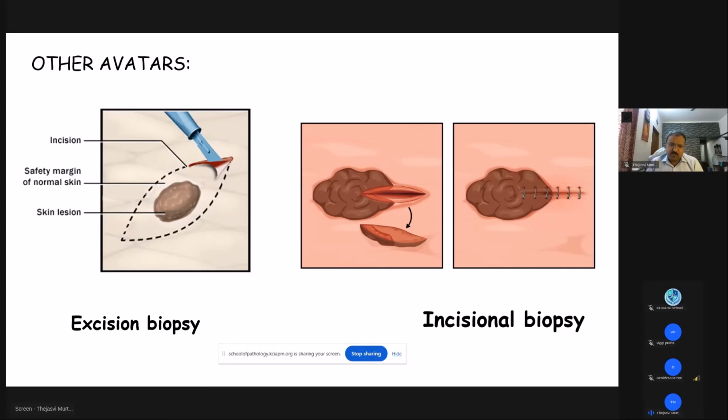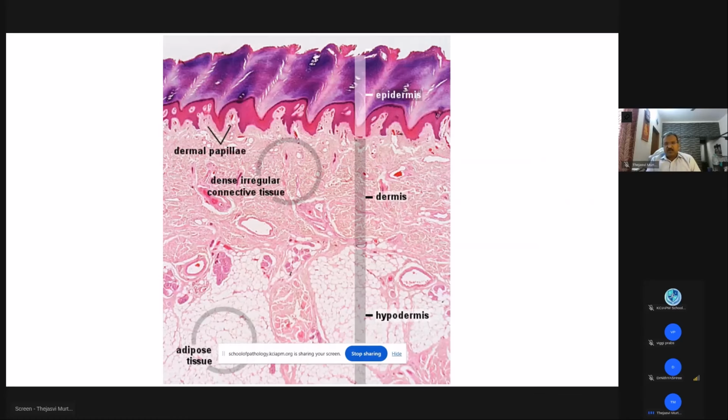Okay. So most of you would have seen all these in your practice, and people who are new would see it more often. Now, when you've done a biopsy, this is what you see in the normal anatomy of skin. There is keratin layer, there are dermal papillae, then there is dense irregular connective tissue, then there's dermis, then hypodermis and adipose tissue.